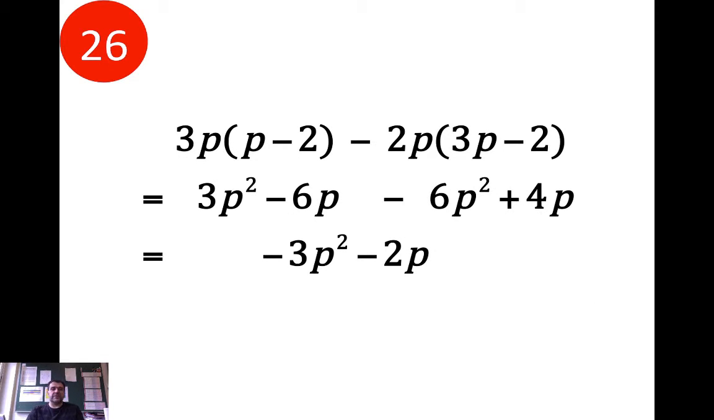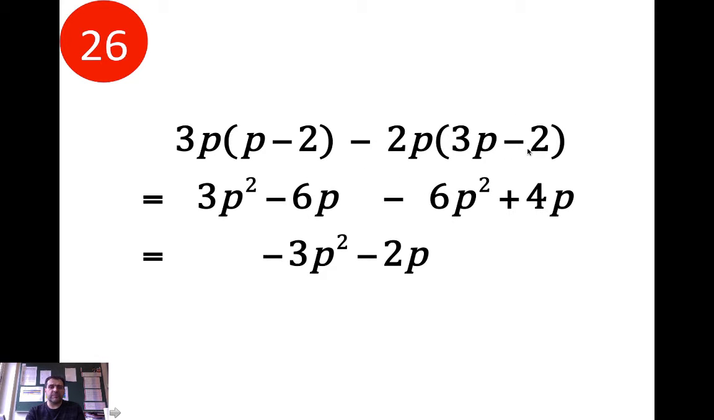Question 26. 3p brackets p minus 2 minus 2p brackets 3p minus 2. So again, I'm going to do the multiplying first. So 3p times everything in this bracket. 3p times p gives me 3p squared. 3p times minus 2 gives me minus 6p.